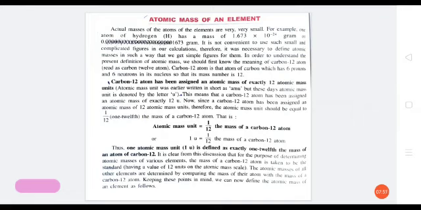Next, our main topic is atomic mass of an element. So, as we know, atoms are very small. Therefore, their atomic mass is also very small. For example, one atom of hydrogen has 1.673 into 10 to the power minus 24 gram.